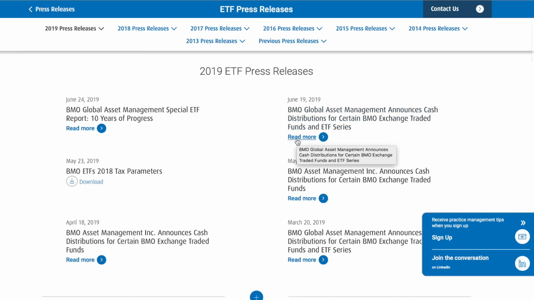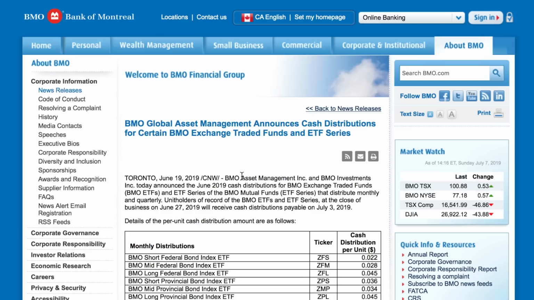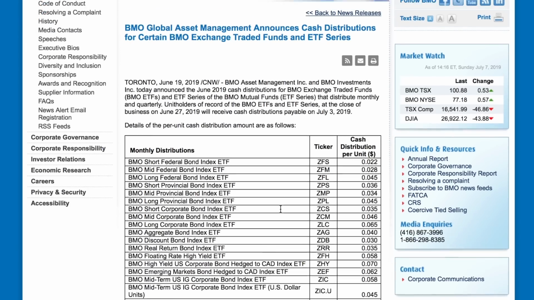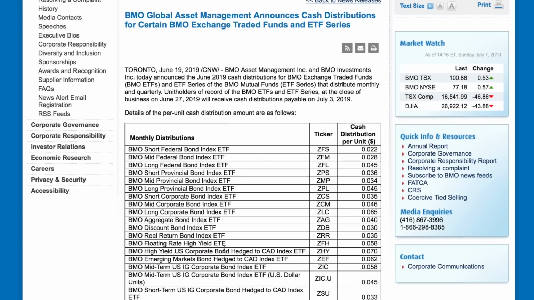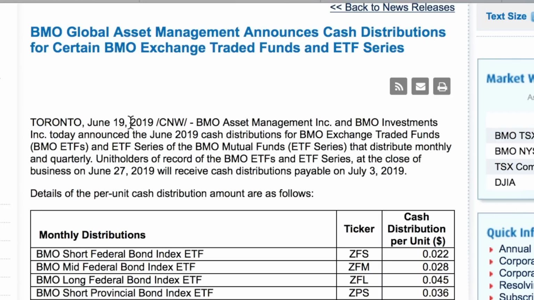Announcing the cash distributions. So we're going to click on read more, and it's really basic. These are newsroom things. There's a little bit of text at the beginning and then just a list of what the actual amount of the cash distribution is. So, Toronto, June 19th, 2019, BMO Asset Management announced the June 2019 cash distributions for BMO exchange traded funds, BMO ETFs, that distribute monthly and quarterly.